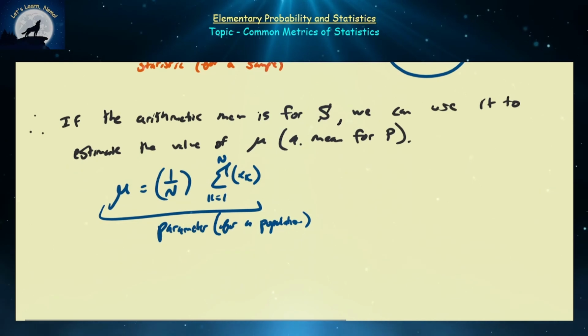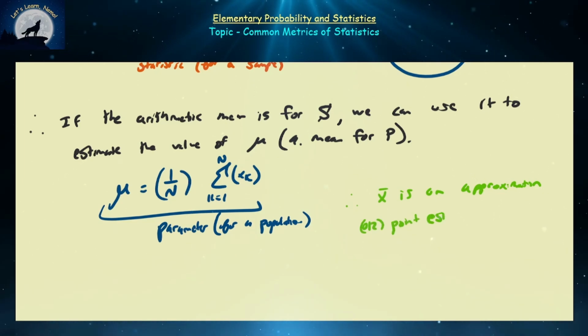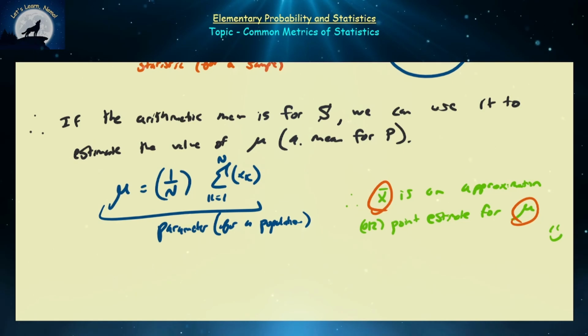So again, this mu is a parameter, x bar is a statistic, and we say that x bar is an approximation, or some people also say a point estimate, for mu. Because usually what we aim to do is estimate that population parameter mu with some statistic, in this particular case, x bar. Now, could you estimate mu with the median? Definitely yes, but x bar is sometimes viewed as a quote-unquote ideal or unbiased estimator for mu. But we'll get into what it means for an estimate to be unbiased a little bit later.